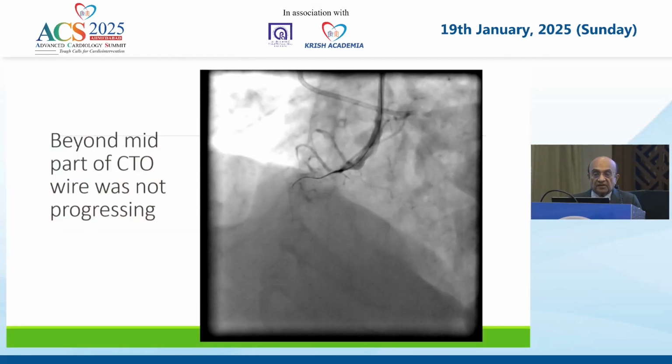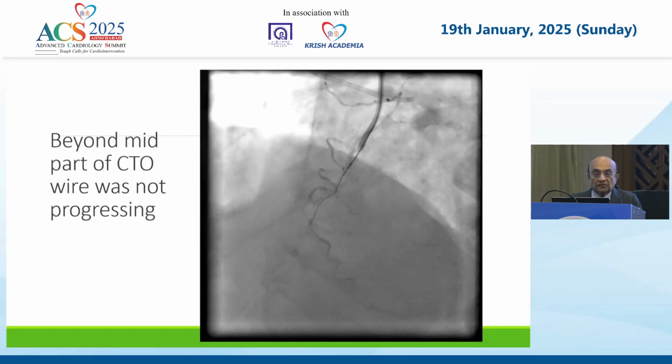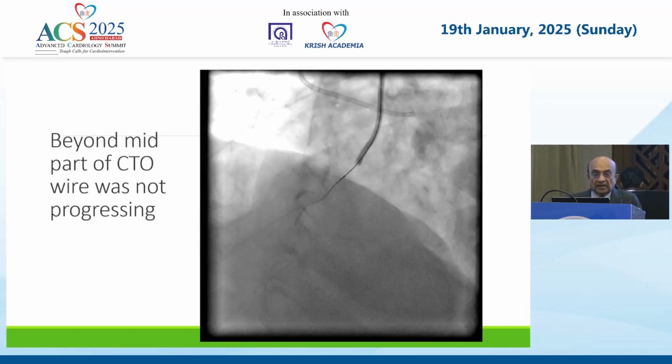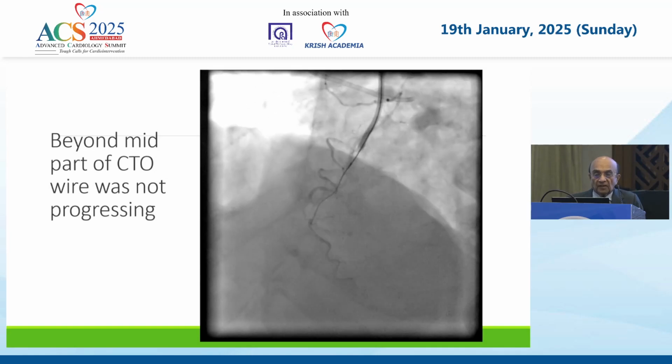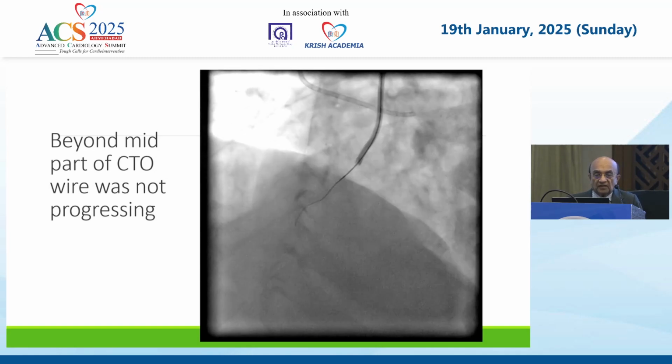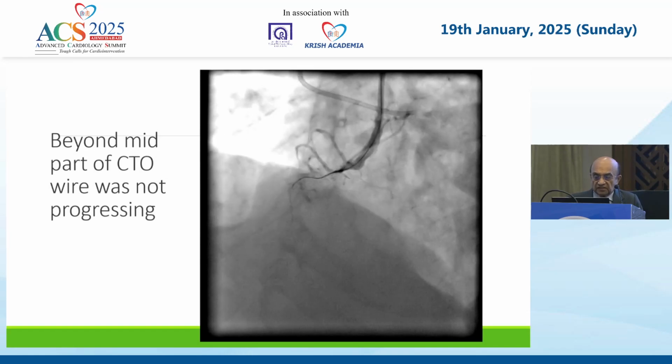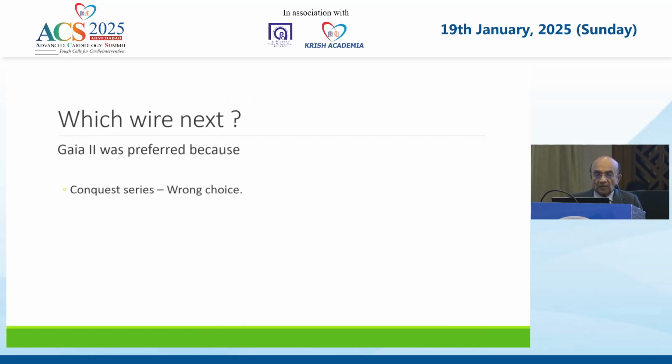All right, so same case now I'm showing you. So now here we see that the proximal artery is very adequately cannulated, and I have used the wire, and this wire, having entered up to a certain distance, is not able to cross any further. So I started to think about using Gaia 2 wire and not Conquest series, because Conquest series wires are not easily torqueable and are meant for straighter segments. Anywhere if there is a curvature, they will easily create a perforation or dissection.